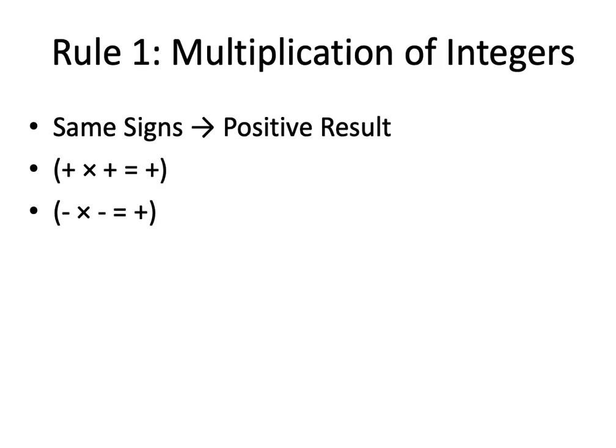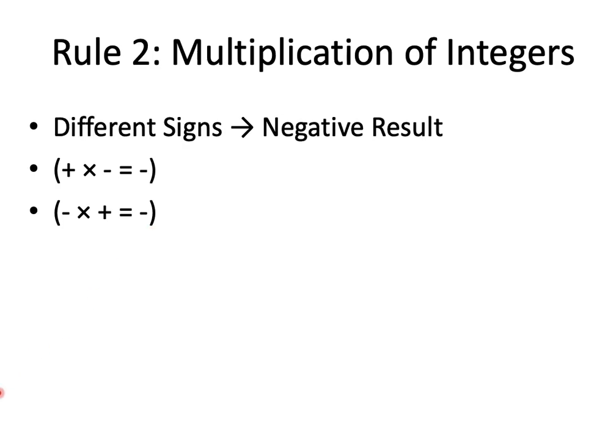So first is rule 1 for the multiplication of integers. What is the rule for multiplication of integers? The rule is, if the signs are the same, then the result will be positive. A positive integer multiplied with a positive integer, the answer will be a positive integer. If a negative integer is multiplied with another negative integer, that also will be positive. The result will be positive.